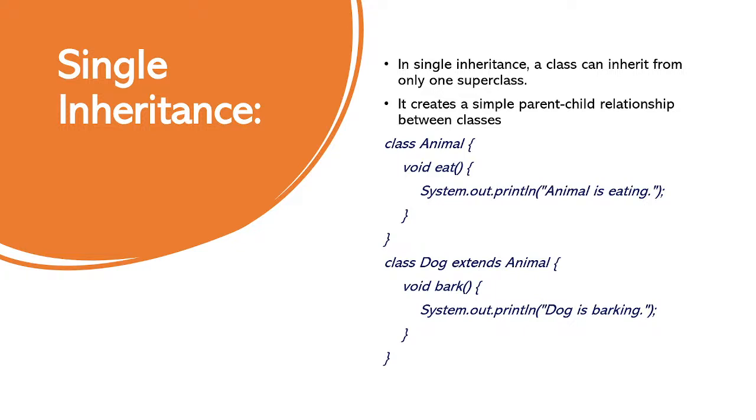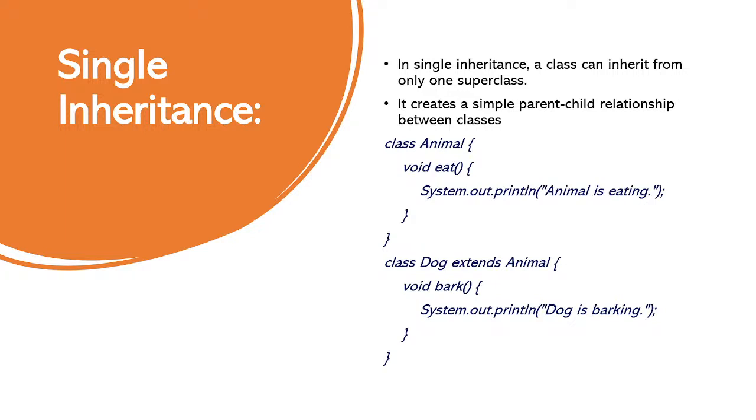In more clarity, there are different types of inheritance here. The first one is single inheritance. What is single inheritance? A class can inherit from only one superclass, right? Not multiple. There will be one superclass or parent class which it inherits the properties from. Just see the example here. The class name is Animal. void eat is a method name given, and System.out.println("Animal is eating").